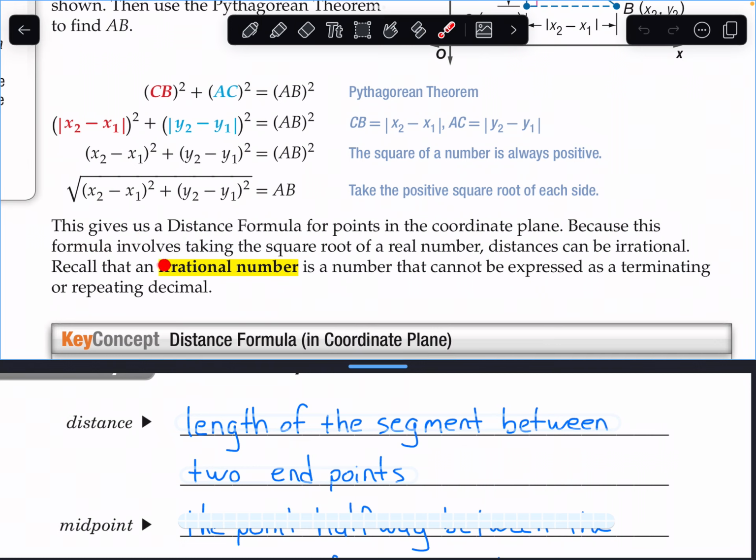Because this formula involves taking the square root of a real number, distances can be irrational. Anything that is not a perfect square number will give you an irrational answer. Recall that an irrational number is a number that cannot be expressed as a terminating or repeating decimal. It's in the name. It is not a ratio. There is no perfect fraction form.